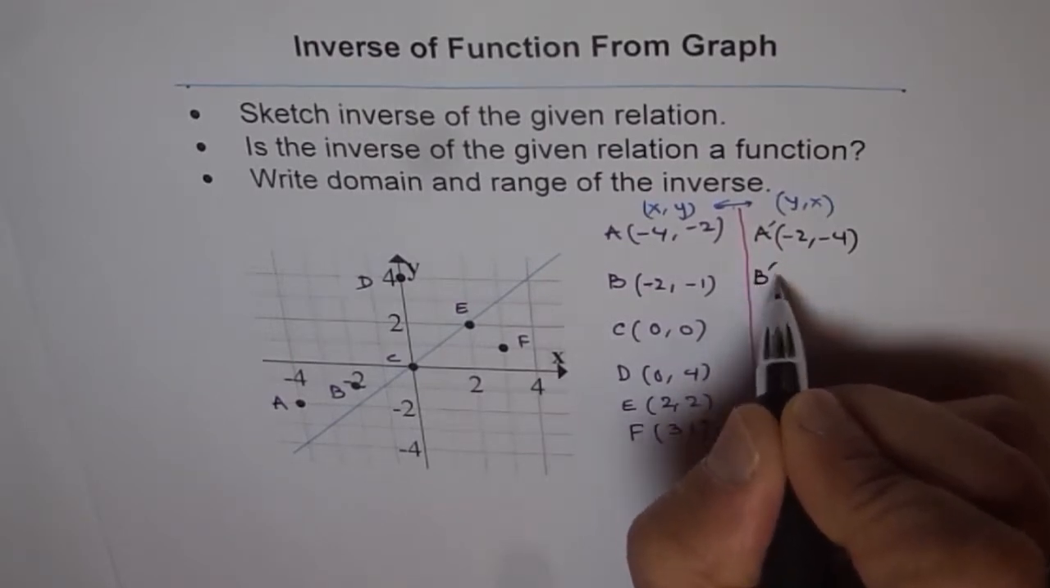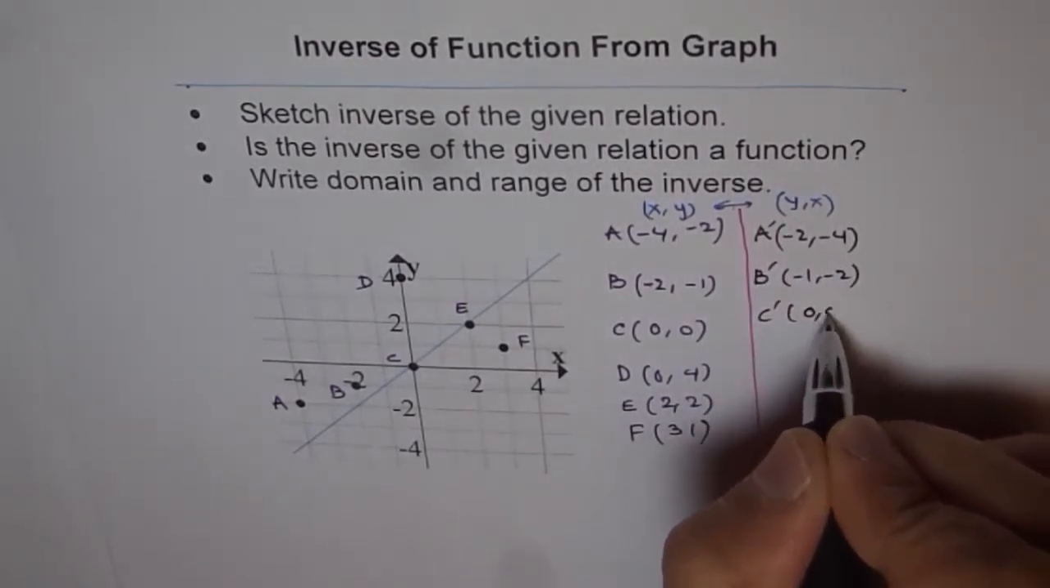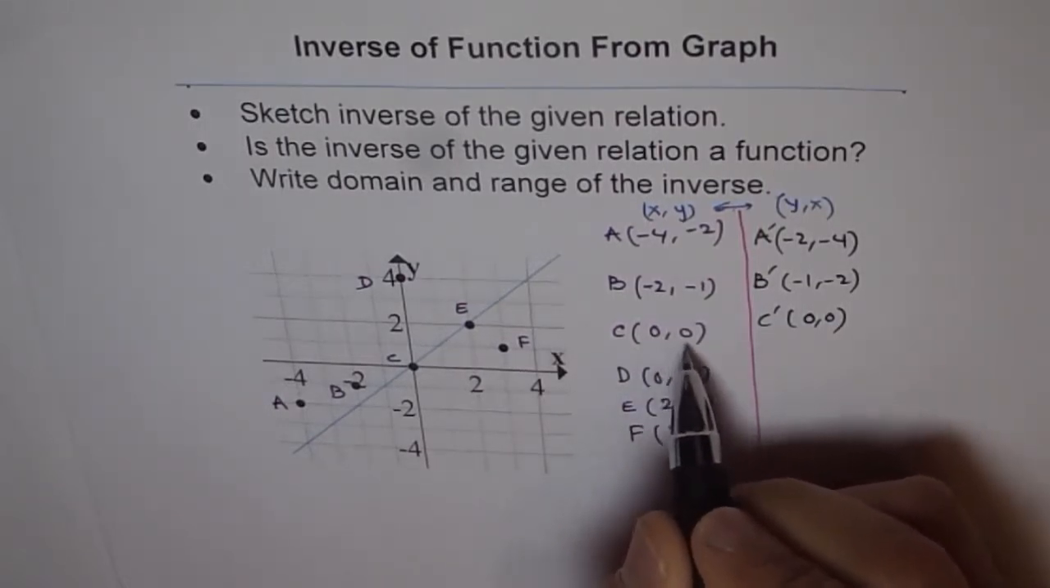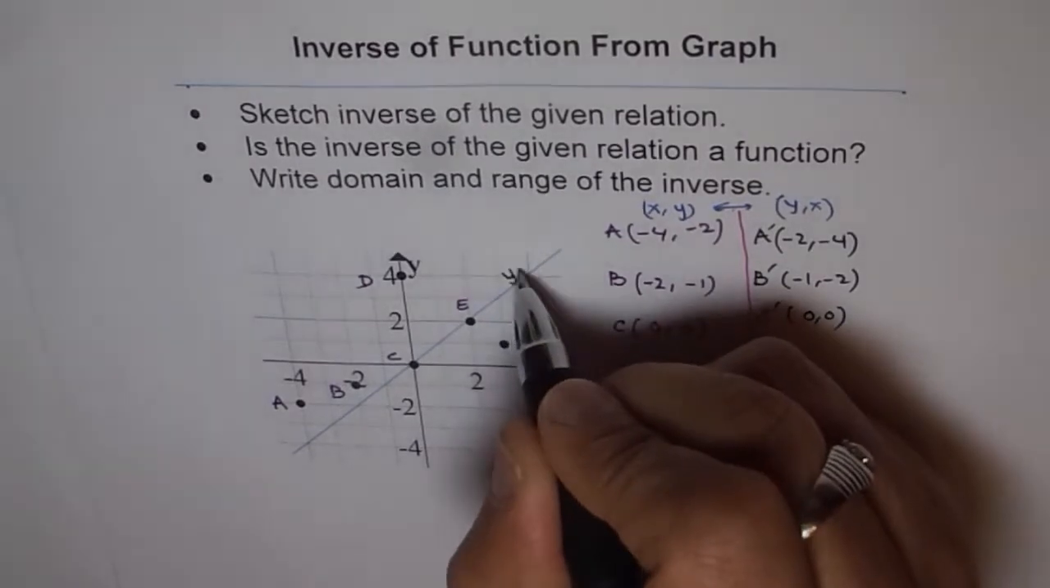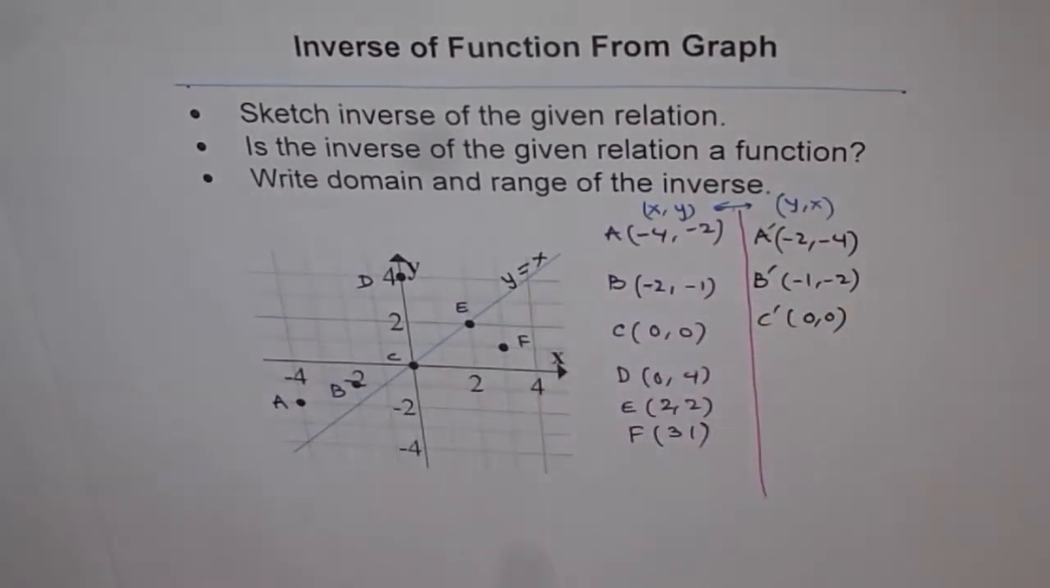B dash will be -1, -2. C dash will remain 0, 0. If both are the same, that means x equals y, so they lie on the line y equals x, right? This is a guideline which I have drawn, which I am going to use in the second technique.